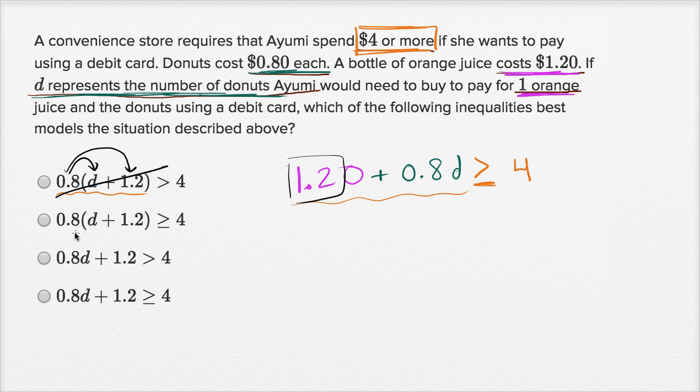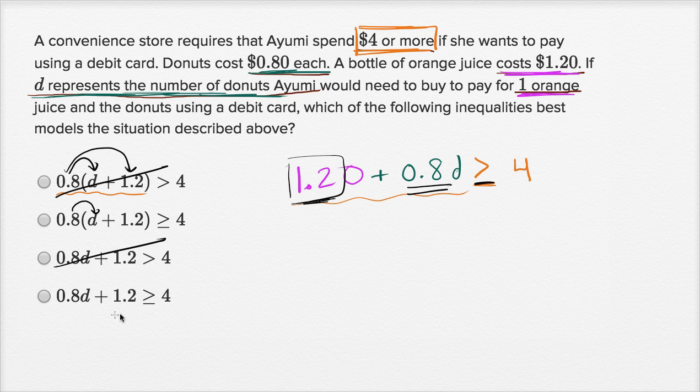Next, 0.8 times D plus 1.2 is greater than or equal to 4. Well, that has the greater than or equal to, but if you distribute the 0.8, 0.8 times D is going to be this, but 0.8 times 1.2 is not 1.2. It's going to be 0.96. So that's not going to work out. Let's see, 0.8D plus 1.2 is greater than 4. We're close, but remember, we want greater than or equal to 4.